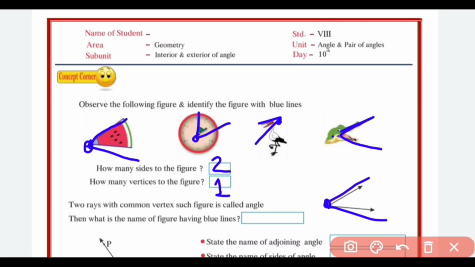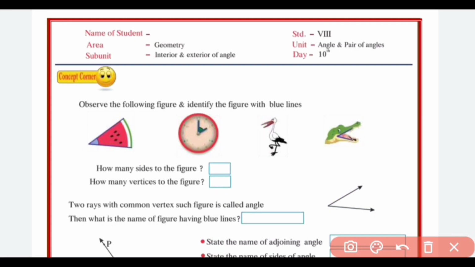Then what is the name of the figure having blue lines? That means what is the name of this figure? If you write the names of the points as A, B and C, then this will be the angle ABC. In this way you have to write the names of the figures over here.